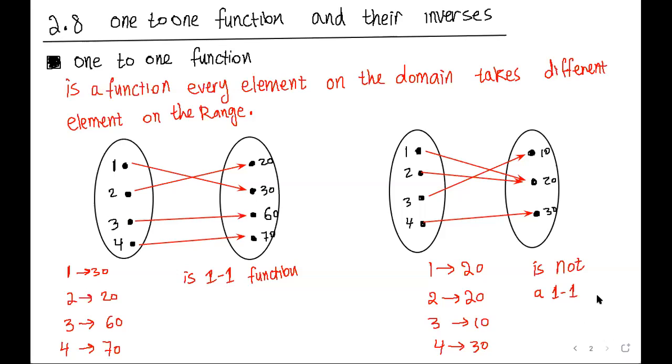Okay, so this is not a one-to-one function. Why? Because every element in the domain takes, like number 1 takes 20 and 2 takes 20. This is not different. Makes sense?